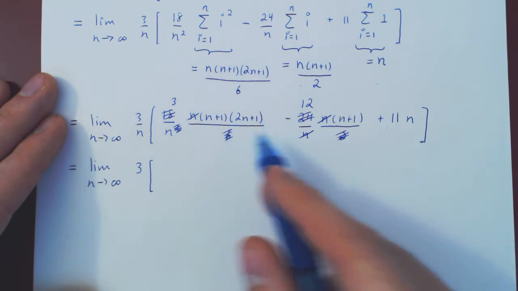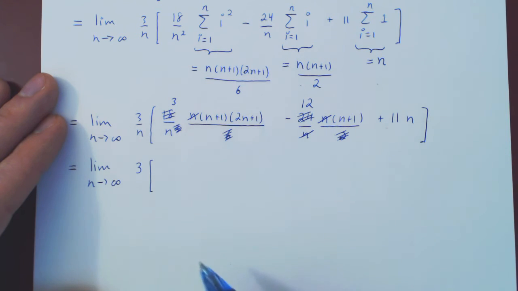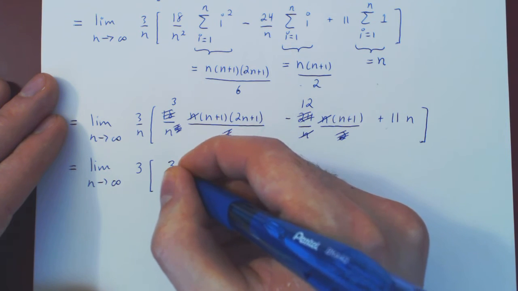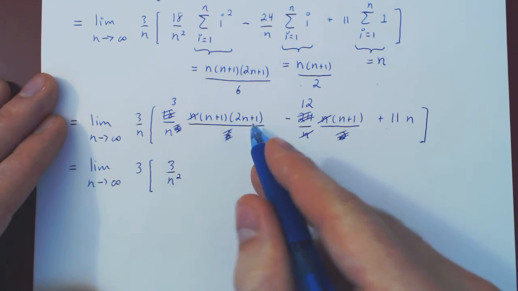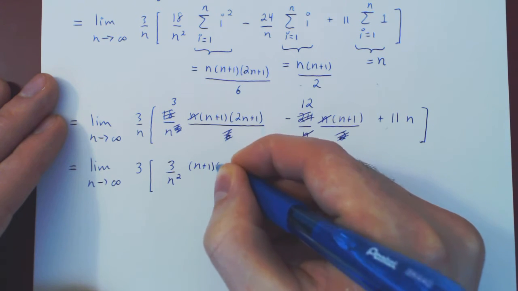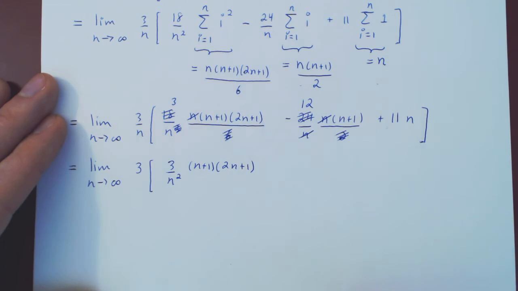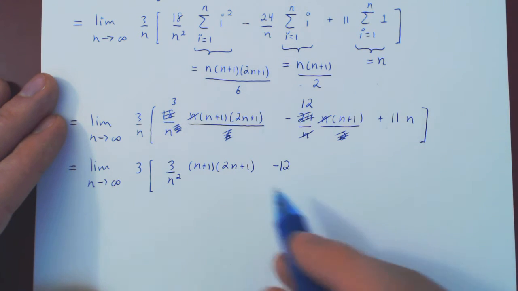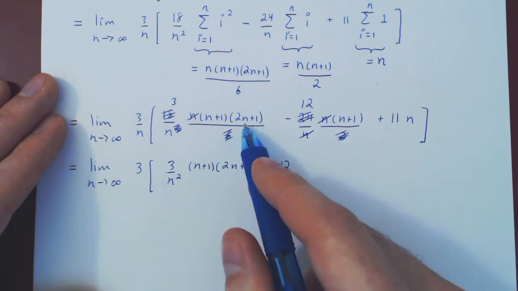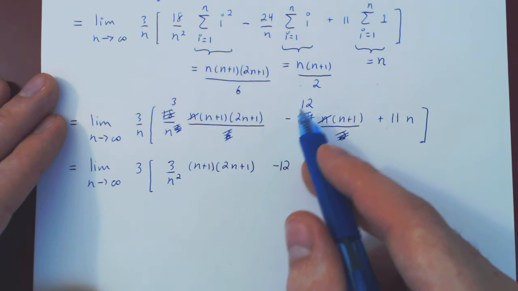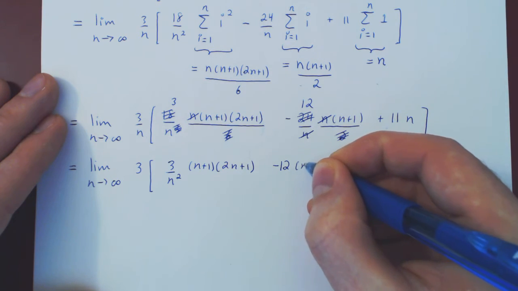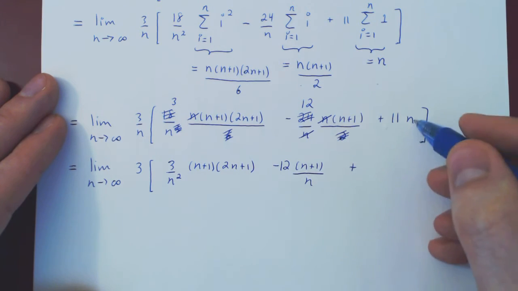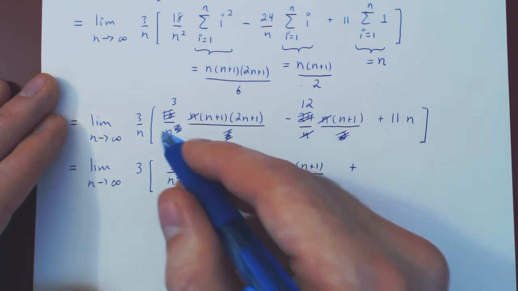And now we'll rewrite this, and we'll also bring in the n. So what are we going to have? We'll have 3n times n, 3n squared, times a leftover of n plus 1 times 2n plus 1. Then what? Minus 12. Bring in the 1 over n, right? Multiply every term by 1 over n. Will leave you with negative 12 times n plus 1 divided by n. Plus, this one will be quite simple, 11n over n.